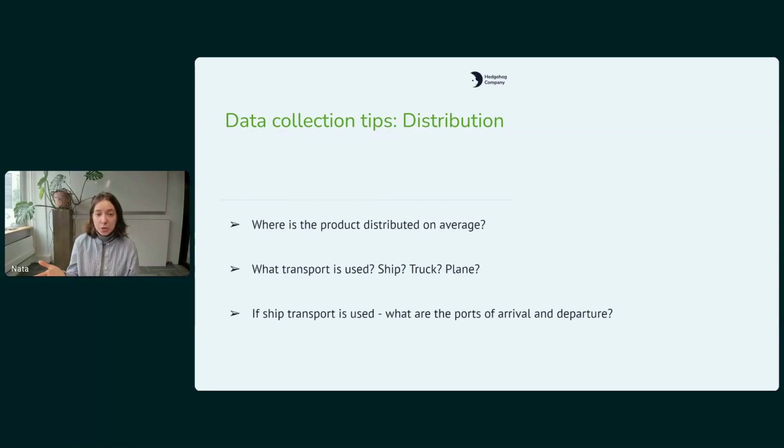When it comes to distribution, we want to understand where the product is distributed on average, where your clients are located, and sometimes we will ask you to tell us the percentage shares of the sales per client location so that we can understand and calculate weighted average distances. We also want to understand what transport is used during the distribution. Is it ship? Is it truck? Is it plane? I hope it's not plane, because that always has a very high impact, but I trust you.